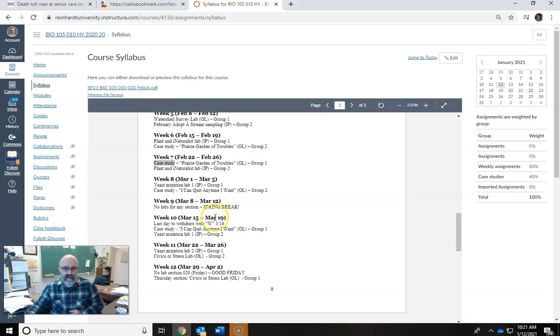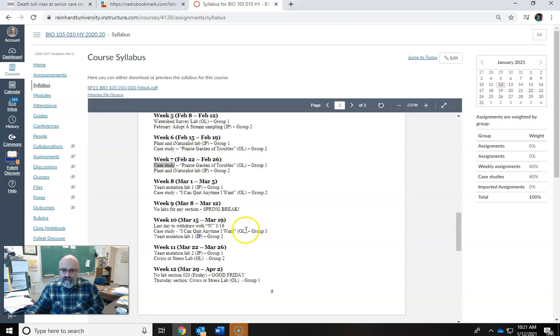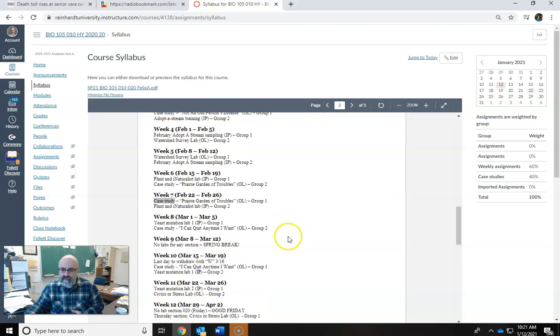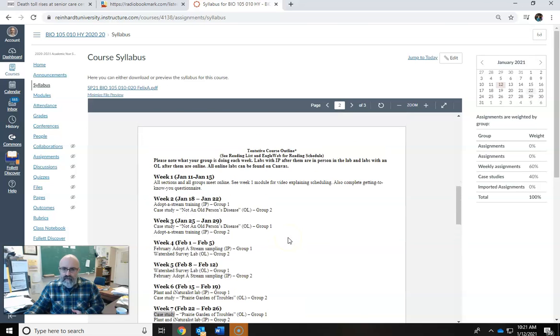So what did we say? You're in group 2. In week 10, group 2 is meeting IP, in person. OL is online. I think that's explained up here. OL are online labs, IP are in person. So next week, if you're in group 2, then you will be online.